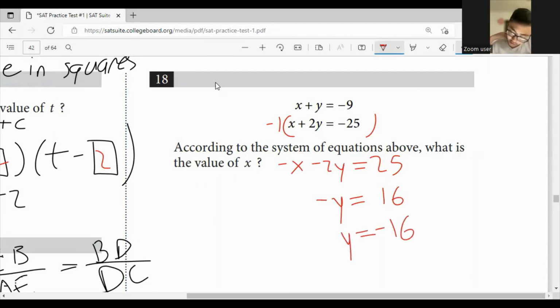Make sure that checks out. Yep. Okay. So Y equals -16. Plug that in. X minus 16 equals -9. Add 16 on both sides. That means X is equal to 7.